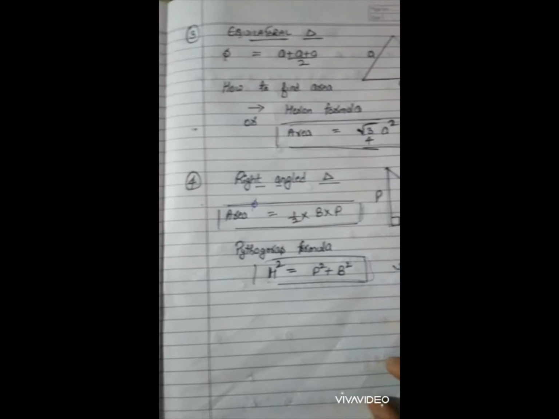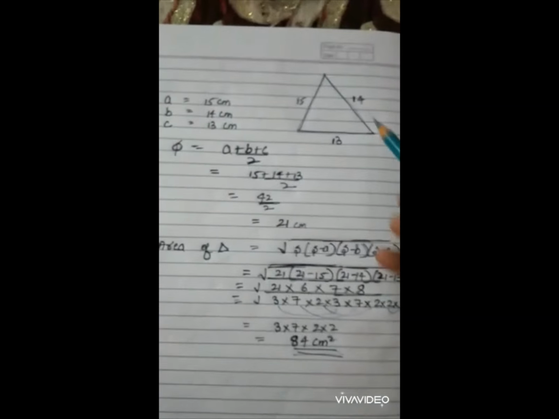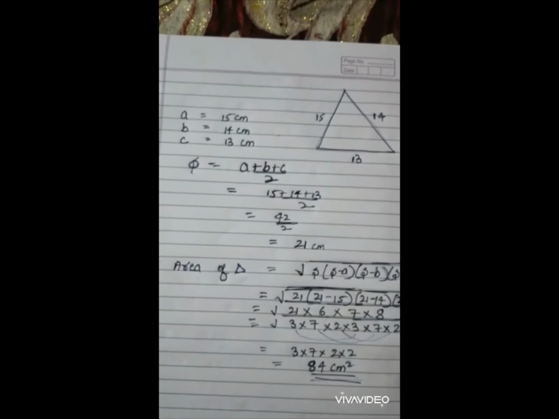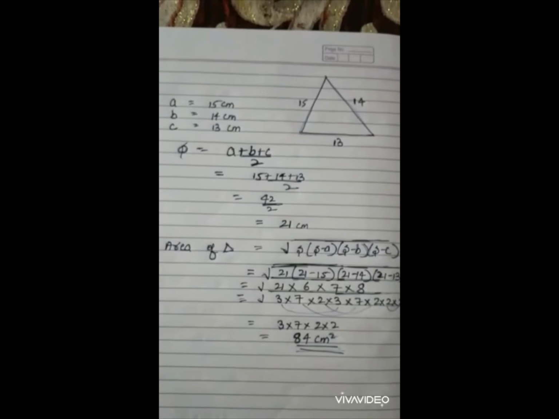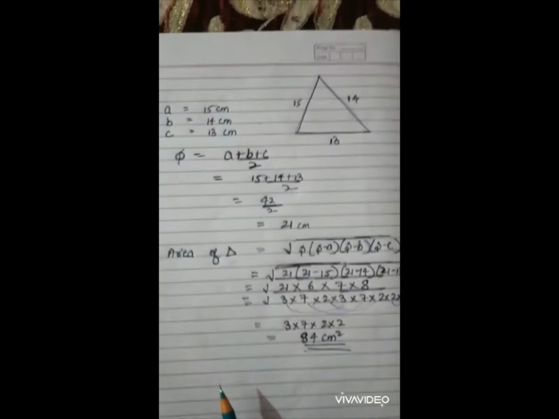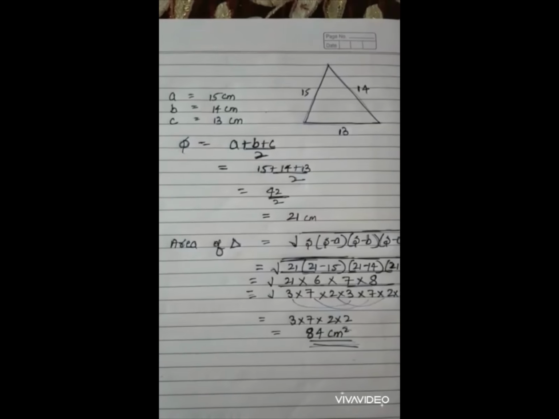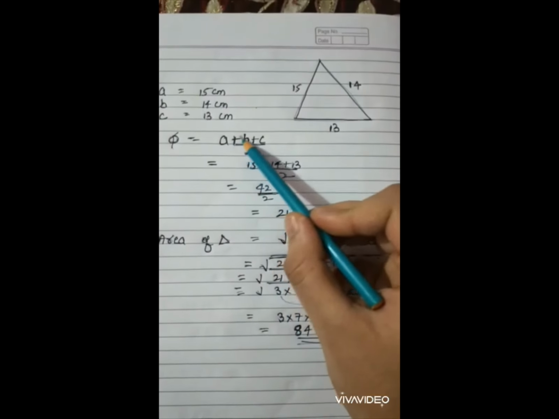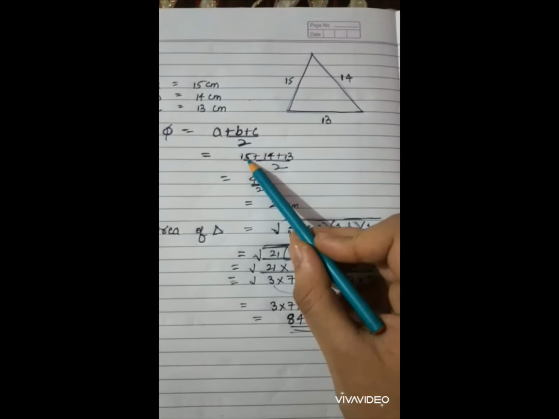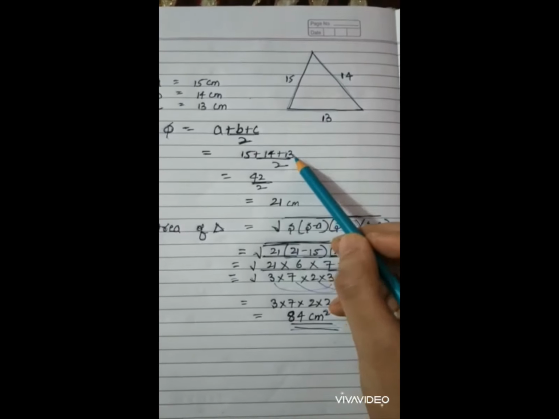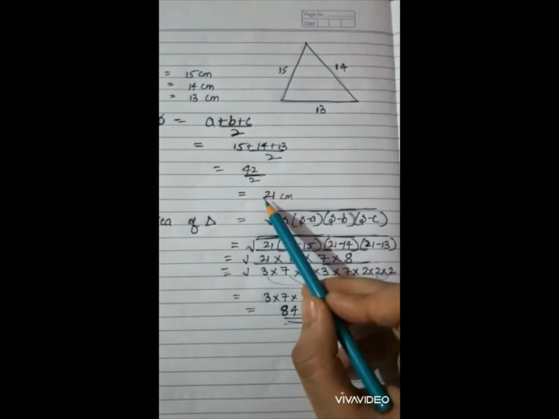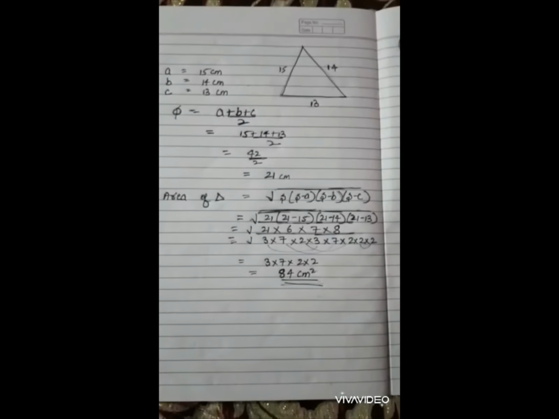Now let's take an example. Suppose a triangle having sides 15 cm, 14 cm and 13 cm, and you have to calculate the area using Heron's formula. So first you have to calculate the semi-perimeter. According to the formula, s is equal to (a plus b plus c) by 2. On putting the values, a is equal to 15, b equal to 14, c equal to 13, by 2. So (15 plus 14 plus 13) by 2 is 42 by 2, which is equal to 21 centimeter.